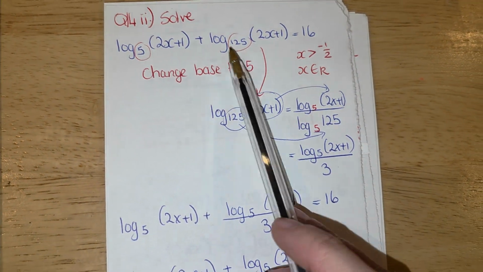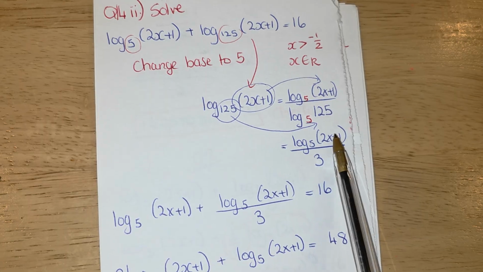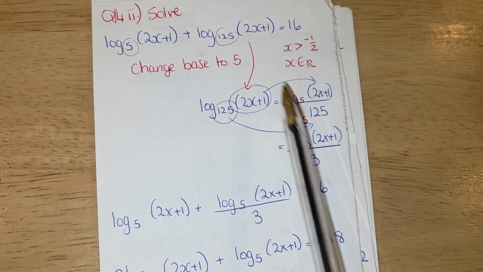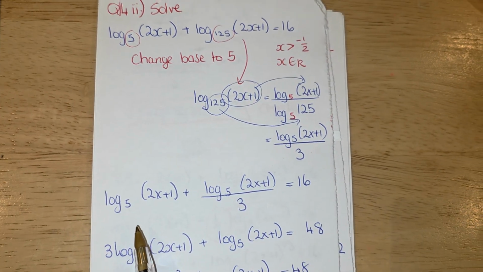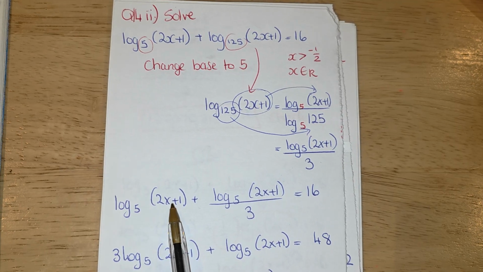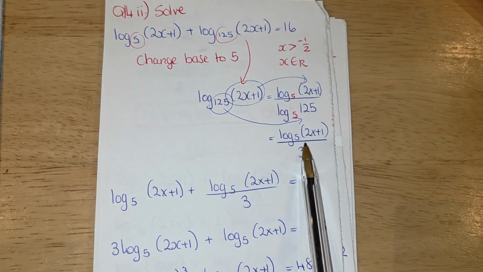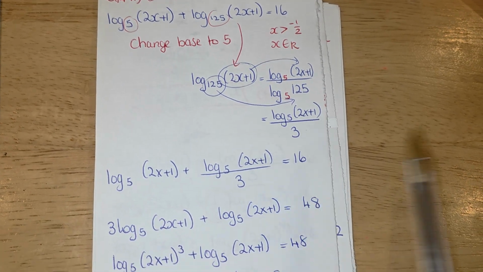So I have now written the log of that bracket base 125. I can now write it like this instead. So I'm going to replace that in my equation. So my equation is now going to read as log of 2x plus 1 base 5 plus what I just converted that one into, all equal to 16.